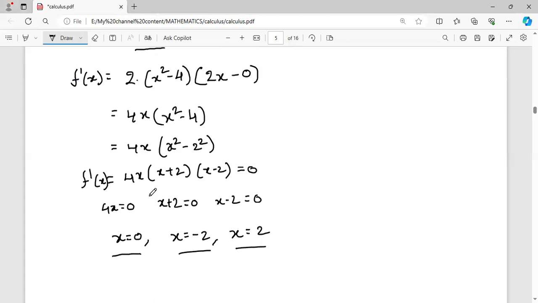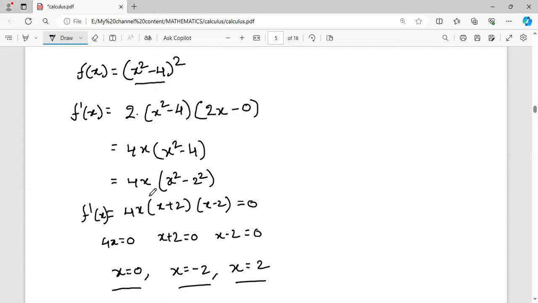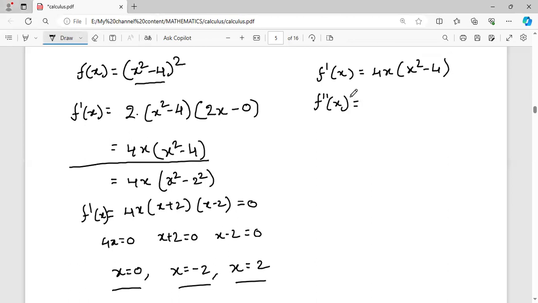Then what is the maximum value and what is the minimum value? To find that, we have to do differentiation again, the differentiation of this f dash of x. That means f double dash of x equal to. So what is the general function? f dash of x is calculated, that is f dash of x equal to 4x into (x square minus 4). Now coming to f double dash of x.